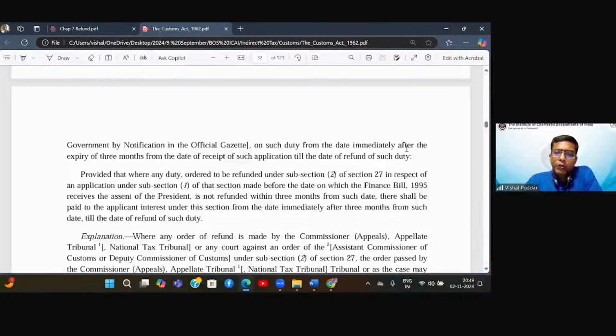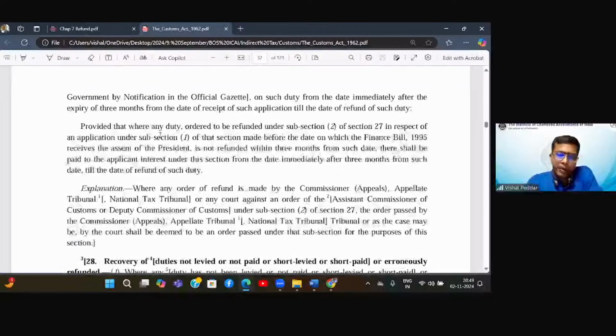On such duty from the date immediately after the expiry of 3 months from the date of receipt of such application till the date of refund. So the period for computing interest is after 3 months till the date of refund. Provided that where any duty ordered to be refunded under subsection 2 of section 27 in respect of an application under subsection 1 of that section made before the date on which Finance Bill 95 receives the assent of the President is not refunded within 3 months from such date, there shall be paid to the applicant interest under this section from the date immediately after 3 months.